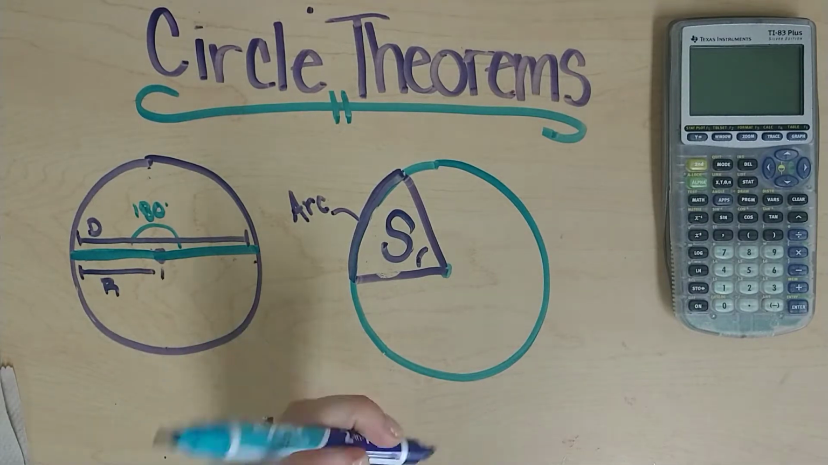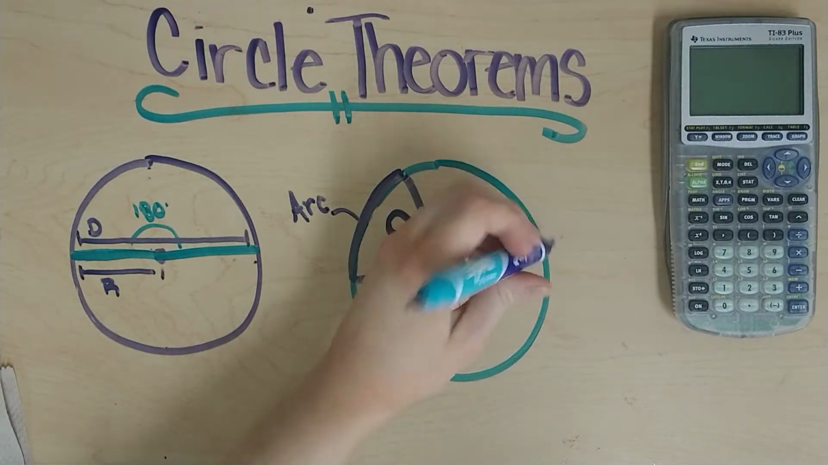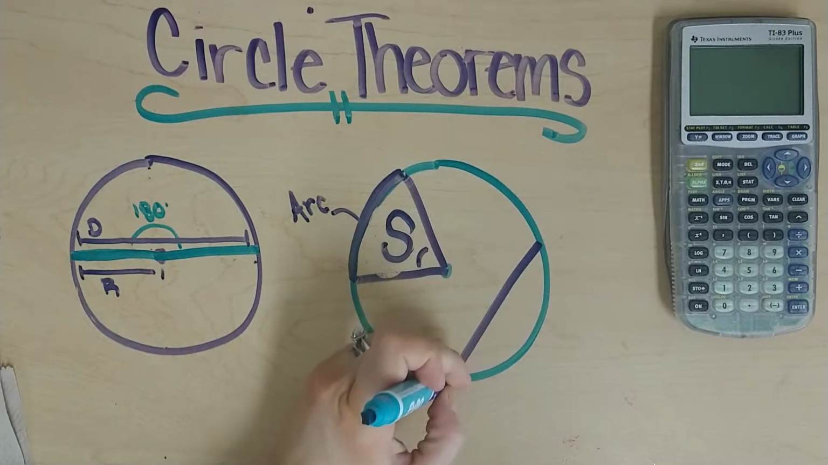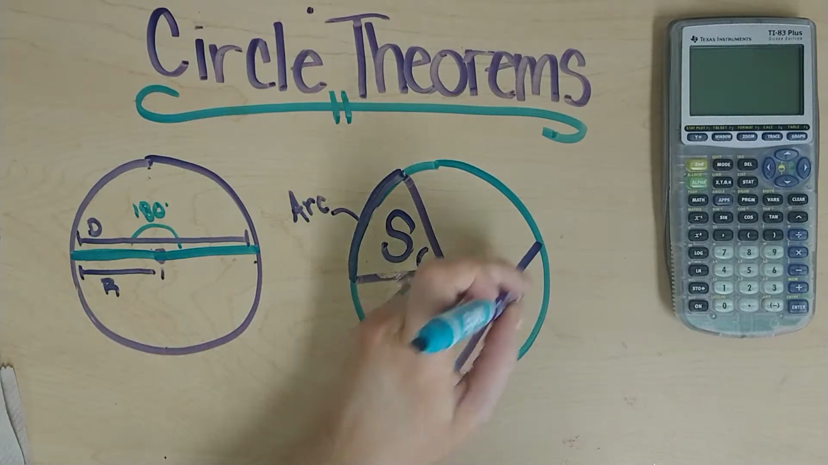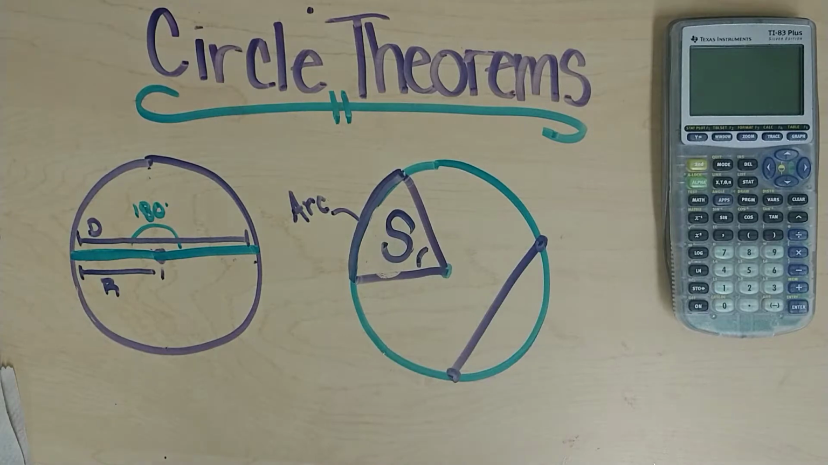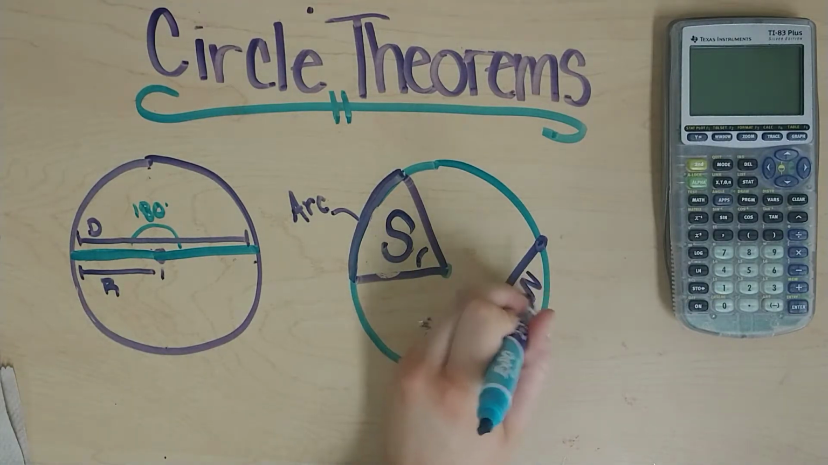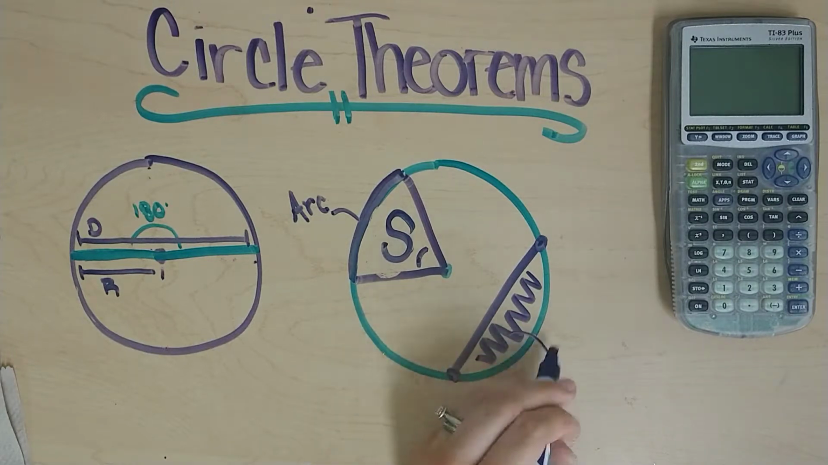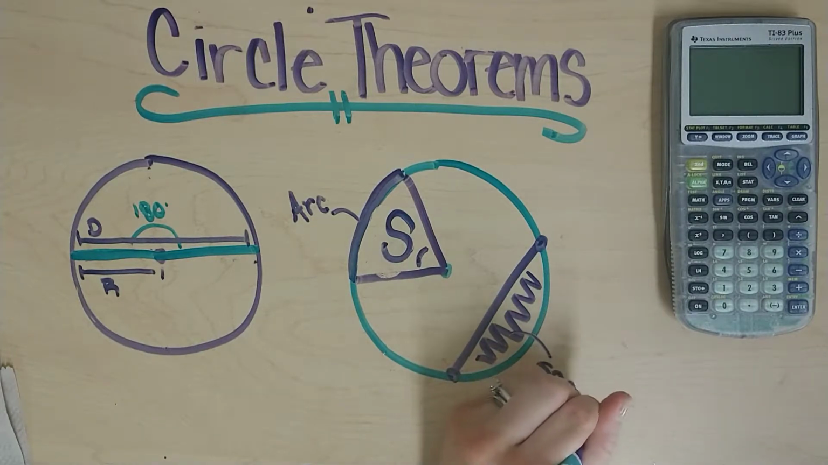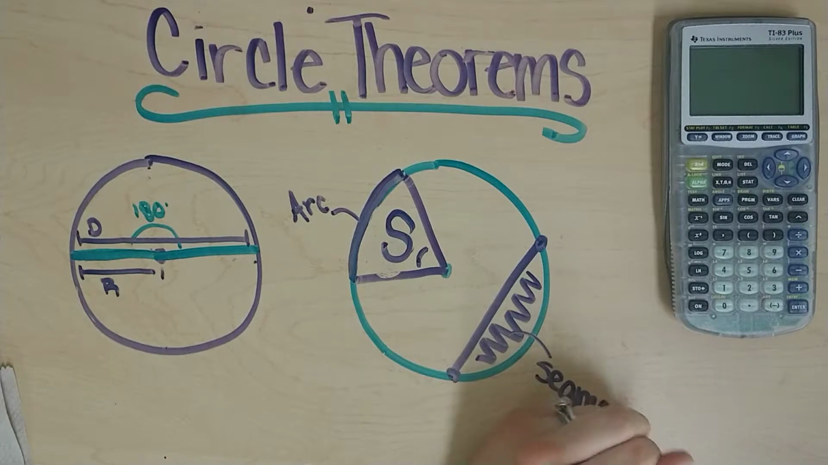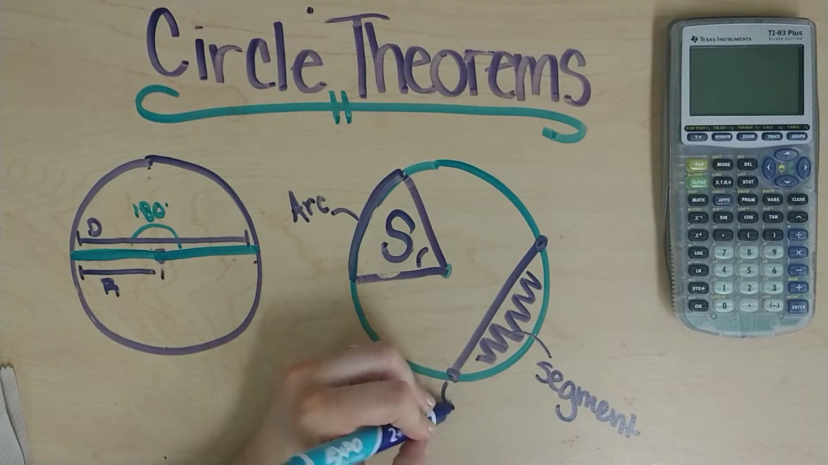Another piece of a circle you could have is when I draw a chord, which is a line jutting from one side to the other side of my circumference. This is called a segment. And again, to create a segment, I need to draw a chord.